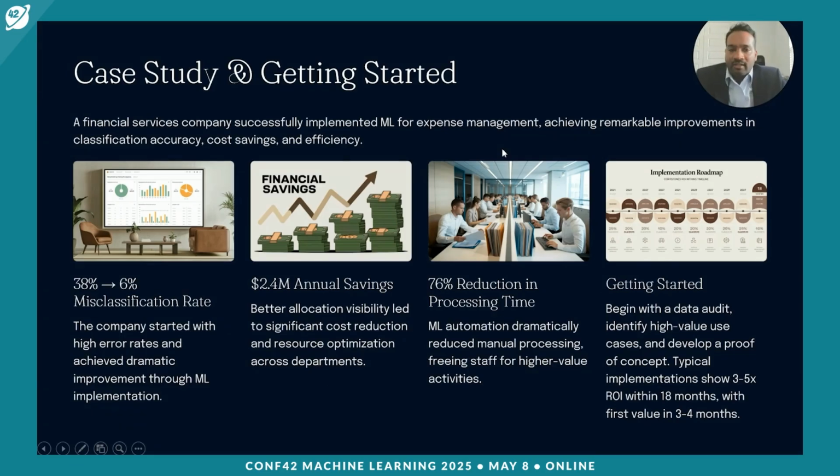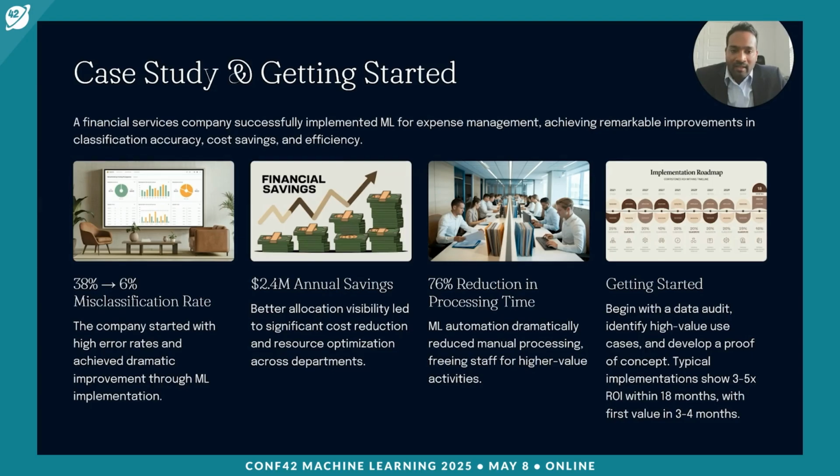So with that, I want to close out this presentation. I want to present some real numbers from a real case study. From a financial services process, it achieved remarkable improvements in classification accuracy. It reduced its misclassification rate from 38% to 6%. And in that process, it achieved an annual savings of $2.4 million, just simply from better cost visibility and optimization that follows.